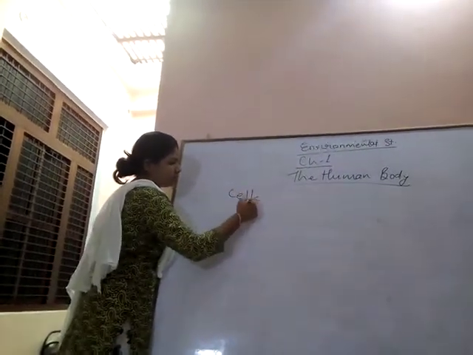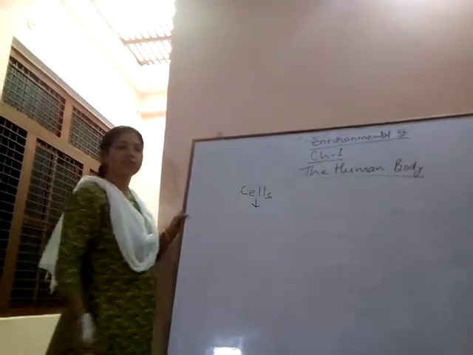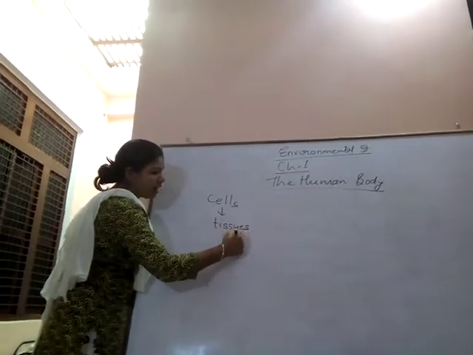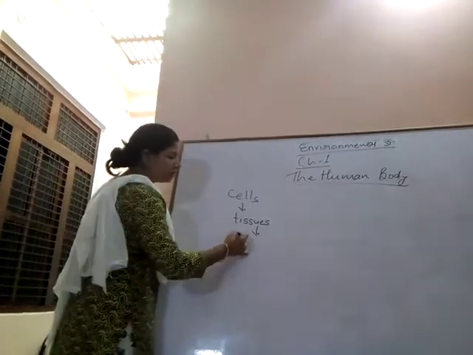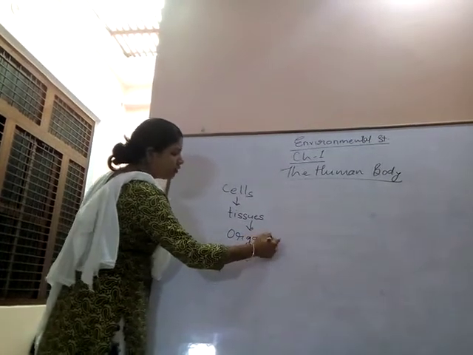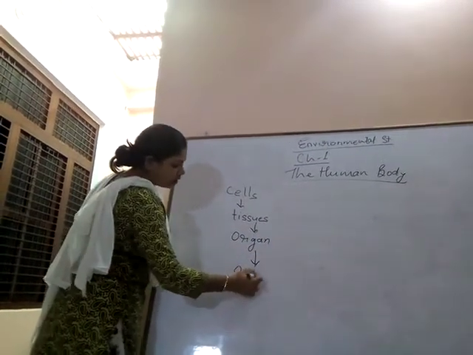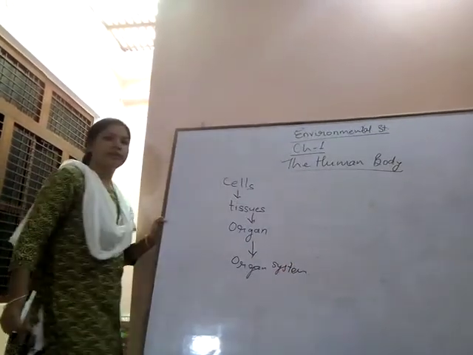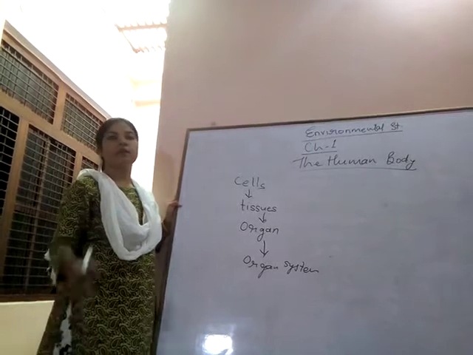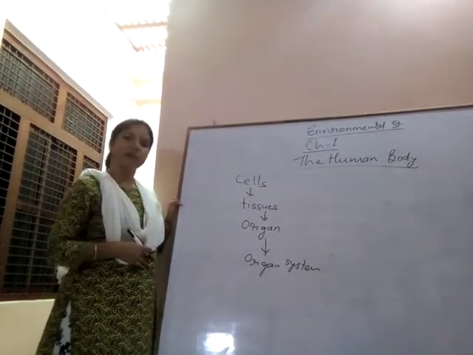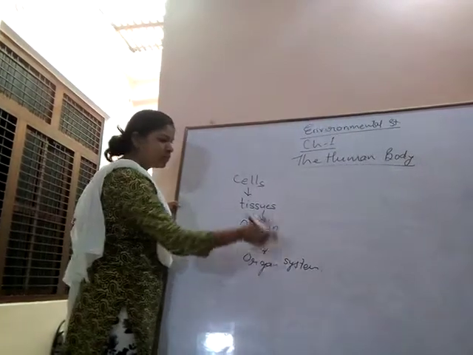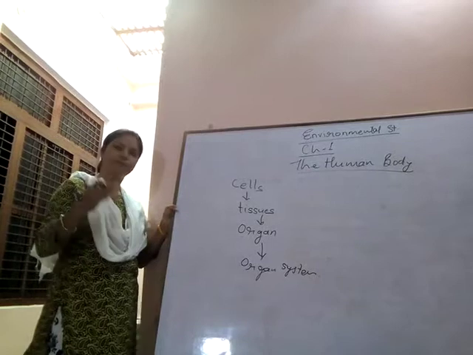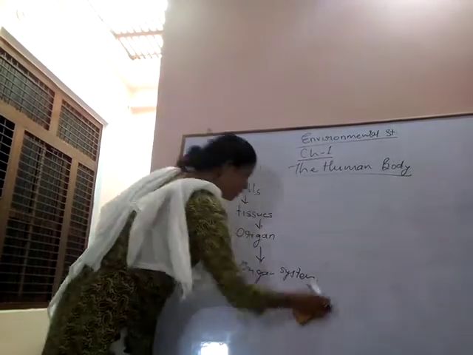Different cells will form together tissues, and these tissues together form the different organs, and the different organs will form a particular organ system. Like our digestive system, it has the food pipe. It starts with our mouth, food pipe, stomach and the anus. So that is the digestive system, and it has different parts.